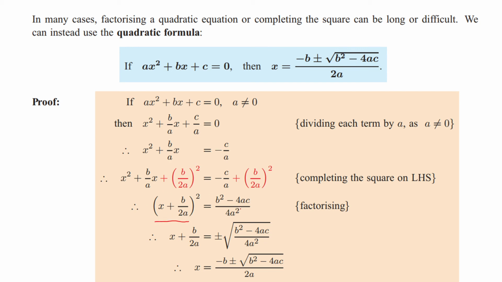The right-hand side, after rearranging, becomes this. Then we can just take the square root on both sides and move b over 2a to the other side. So we get the quadratic formula. It's actually not that bad.